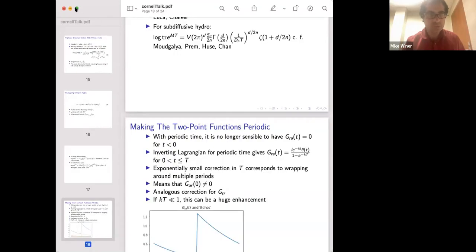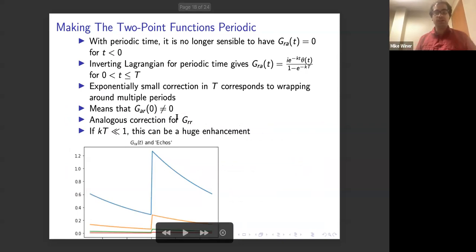2-point function. Where'd the old thing go? Okay.